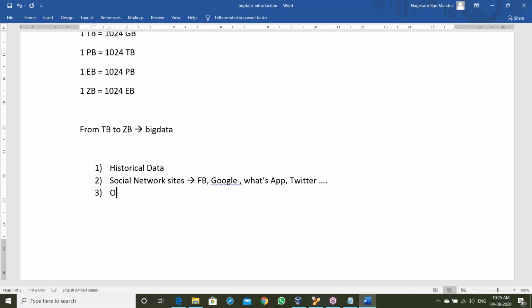Next, online shopping, like Amazon. Amazon generates a lot of data every day. Flipkart also generates a lot of data every day.